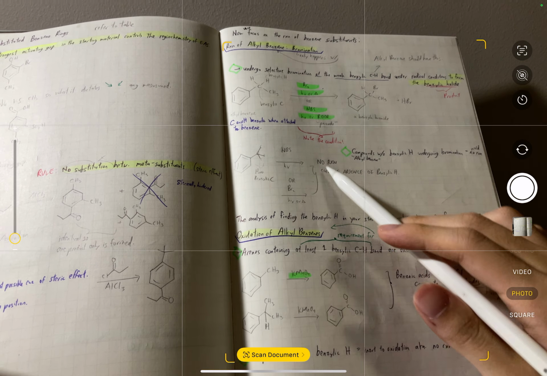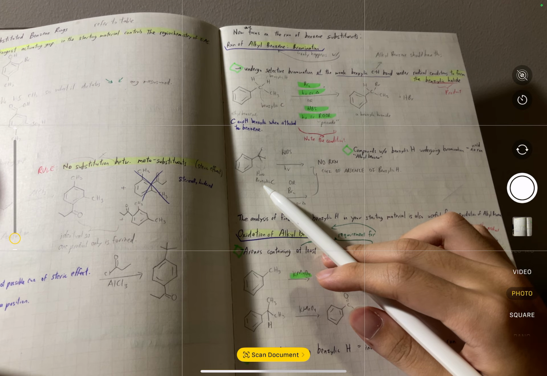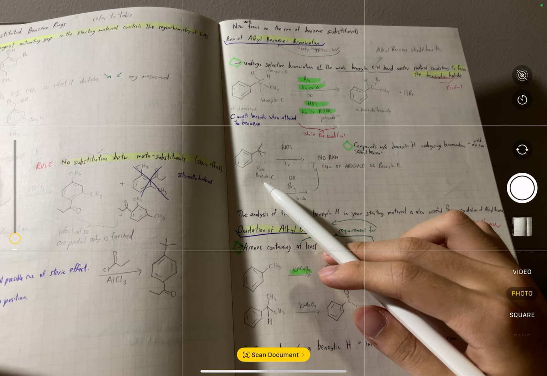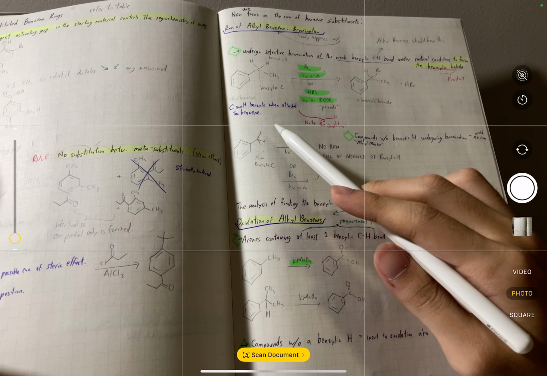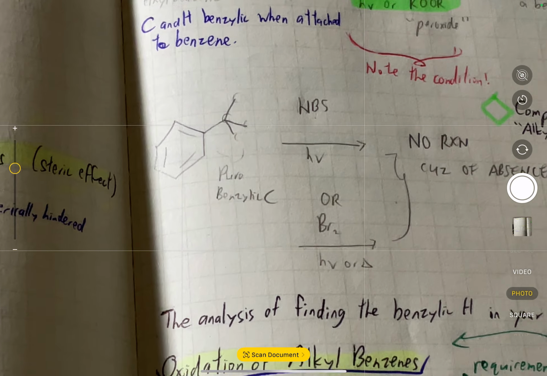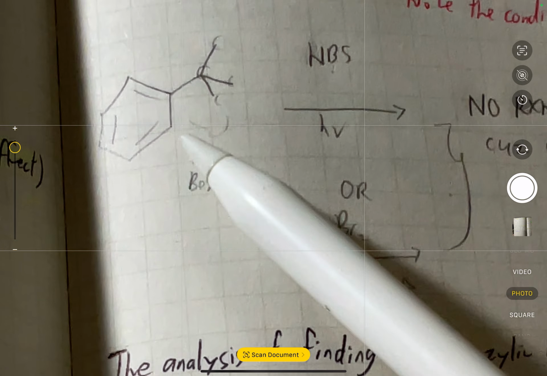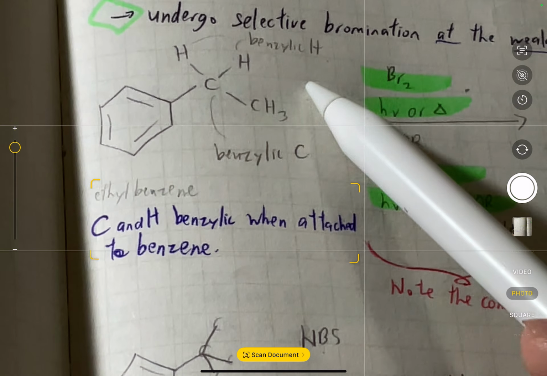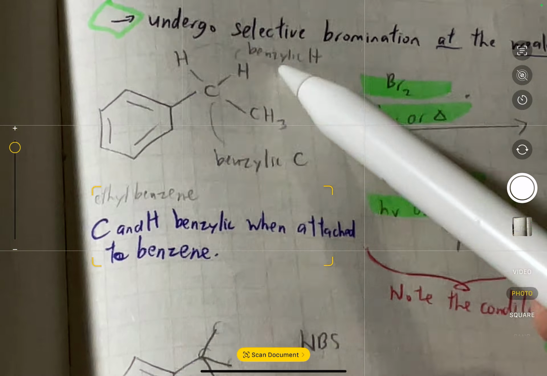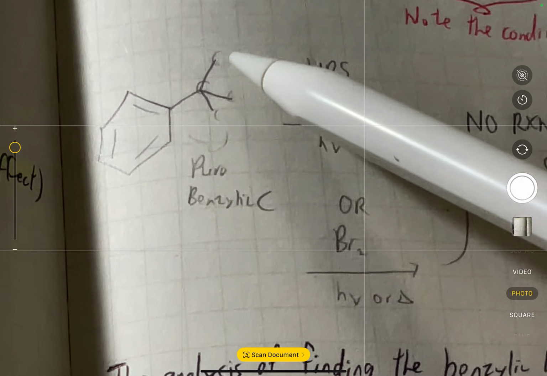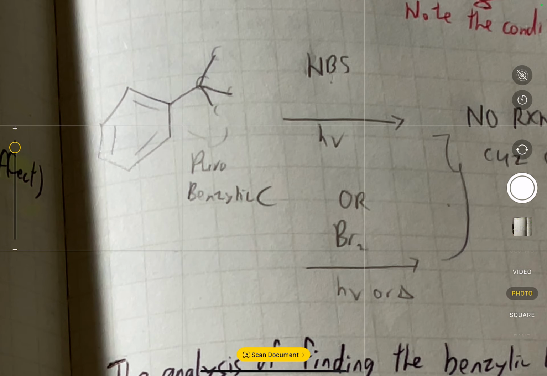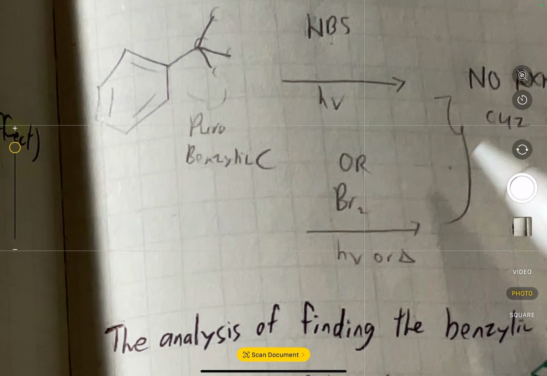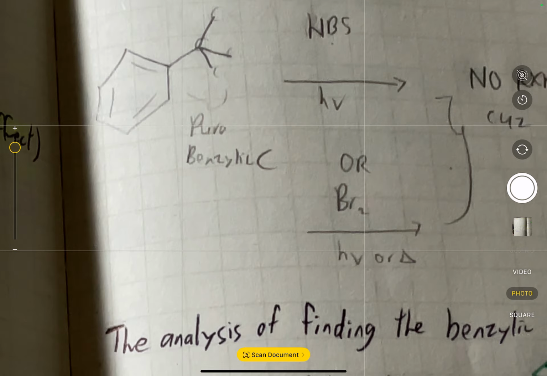No reaction will happen in case everything here is just benzylic carbon. Look, there's just carbon everywhere, compared to here, where there are hydrogens attached immediately. So bromination cannot happen if this is the case.